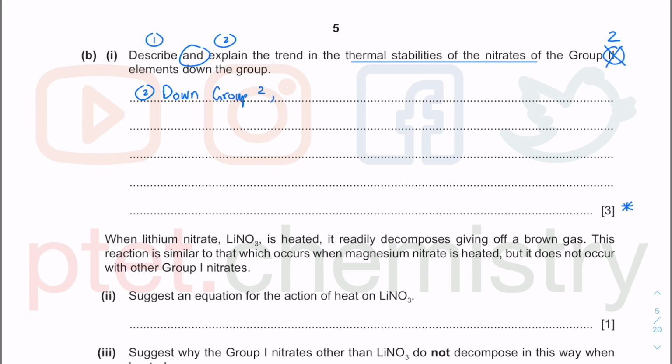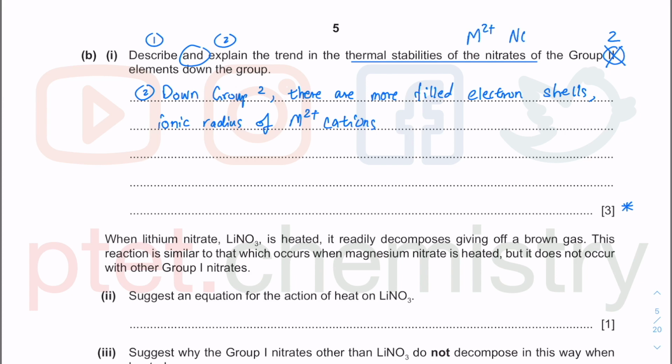Down group 2, what we can say is there are more filled electron shells. And as a result of it, we get a bigger ionic radius. So the ionic radius of the M2+ cations, because we are talking about general group 2 cations, and these are nitrate, which is NO3 minus. Even a year 9 student is expected to know the formula of the nitrate ion. The ionic radius of M2+ cations increases, the size gets bigger, but the charge is the same. So the charge remains plus 2.